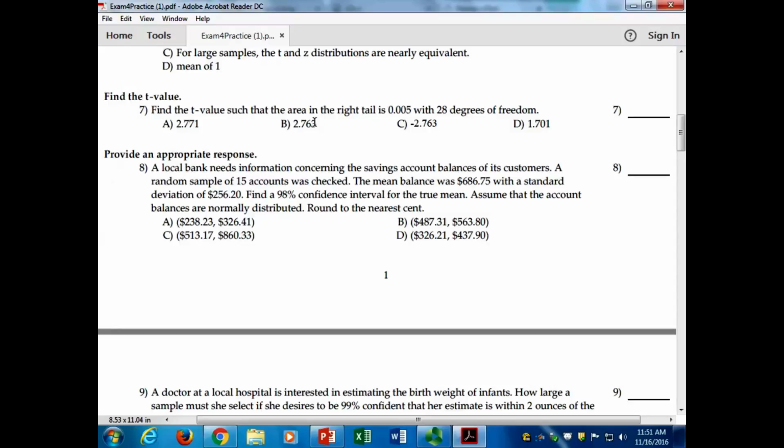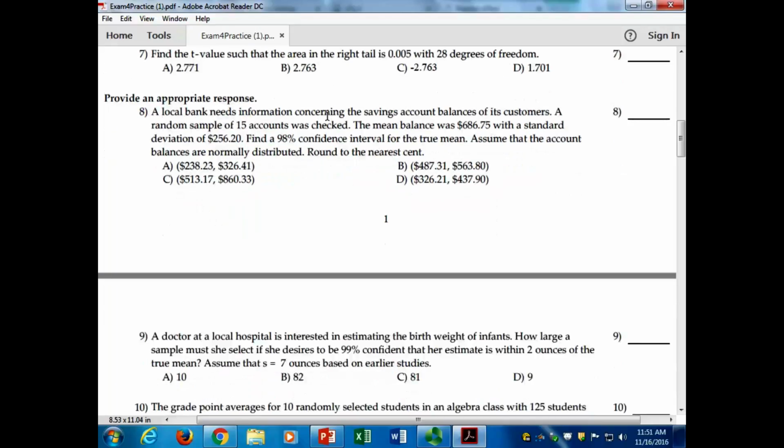Number 8. I don't know if we'll make it through all of them, but we can try. They're looking for information about savings accounts. They take 15 samples. The nice thing about t intervals is that small samples are okay. The mean balance was 686.75, so we're talking about sample means. Standard deviation of 256.20, 98% confidence interval.